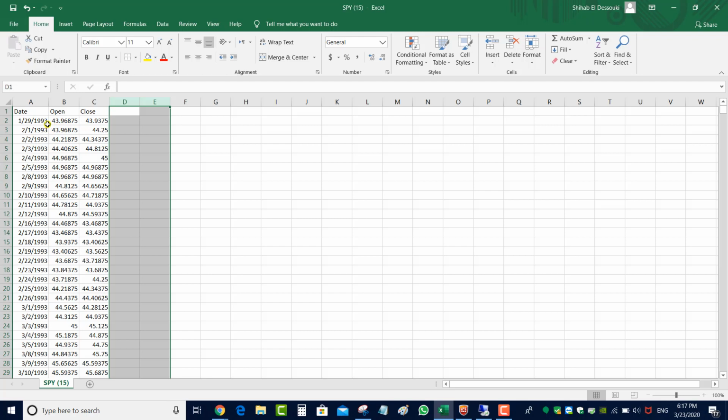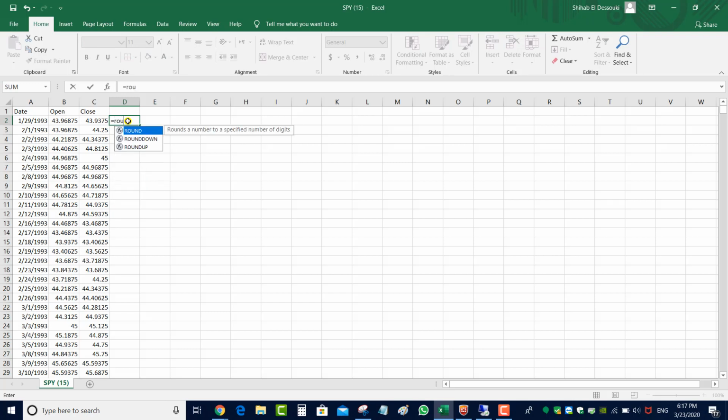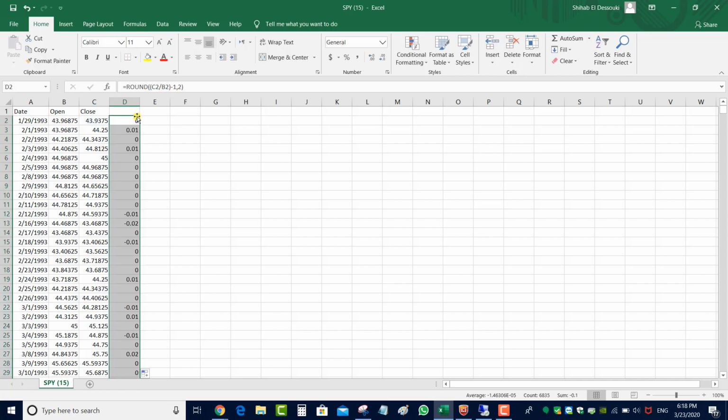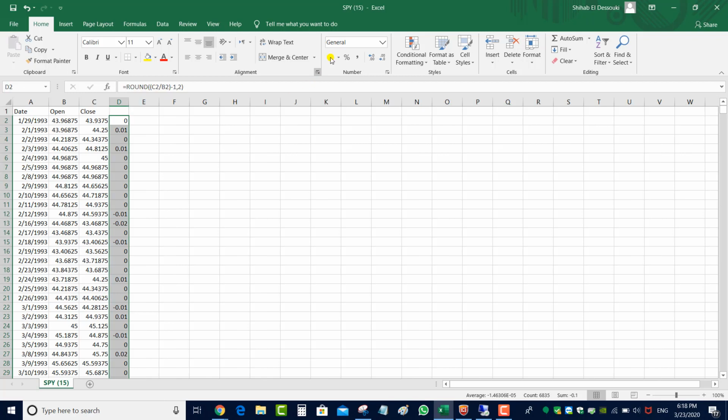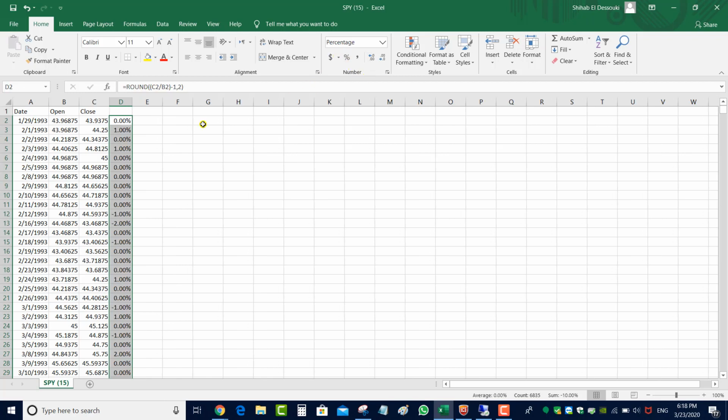I mean, it's a lot of data. So here's what I'm going to do. I'm just going to add a formula over here. So I'm going to round. I'm going to do the close divided by the open minus 1, just to get the actual difference, the delta, the variance. And then I'm going to round to 2 decimals, close the parentheses. And then I'm going to extend the formula. And I guess I could put it in percentages so it looks easier.